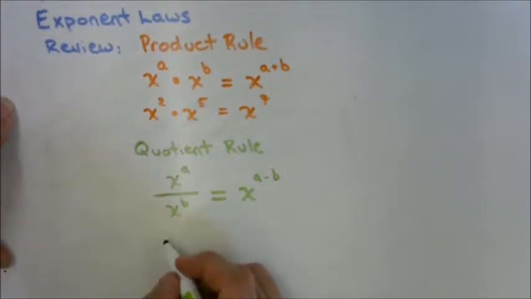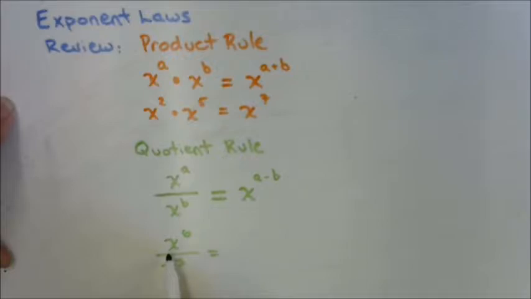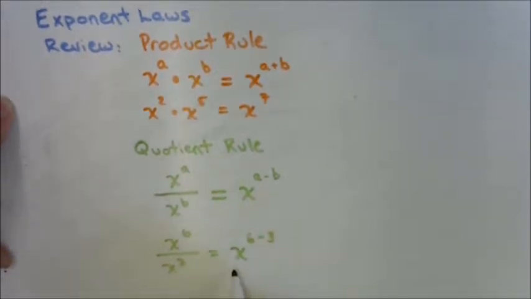So a quick example, if we had x to the power of 6 and we were dividing it by x to the power of 3, the numerator here would just be x times x times x times x, 6 x's, and the denominator would be x times x times x, 3 x's. Well, the 3 in the denominator can cancel out 3 of them in the numerator, so we know that this should just be x to the power of 3. And look at what happens. We take x to the power of 6 minus 3, which equals x to the power of 3.